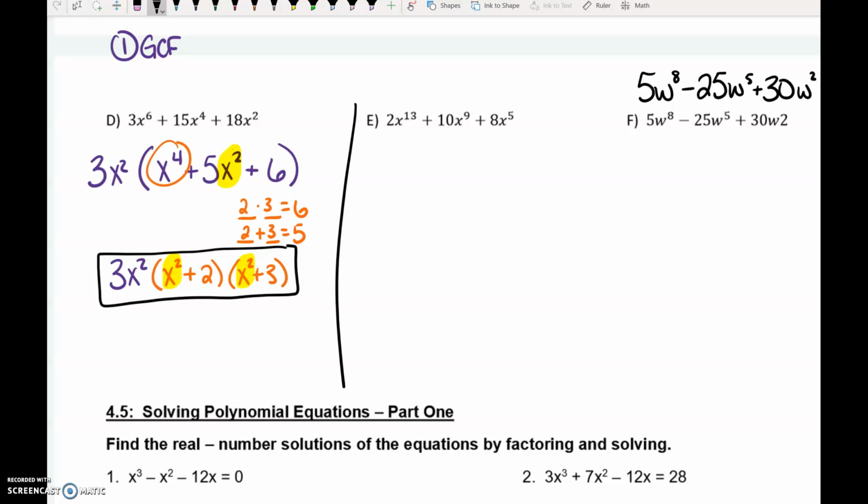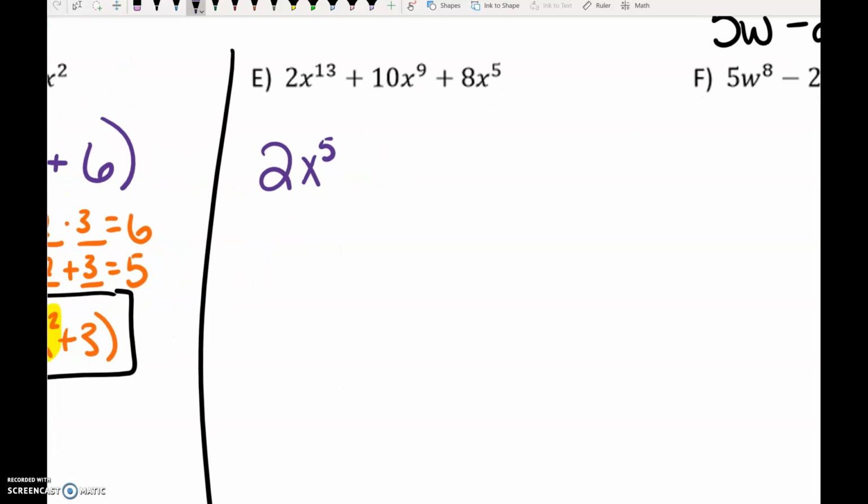Okay, let's try that with E. First of all, we need to see if there's any greatest common factors. I believe there is. We can factor 2 out of everything. And how many x's? X to the 5th. Take your smallest exponent on your x's.